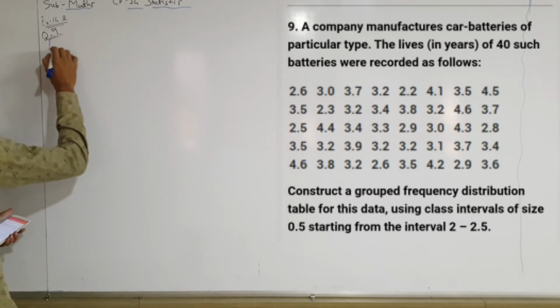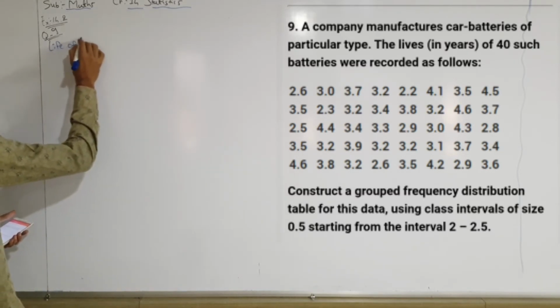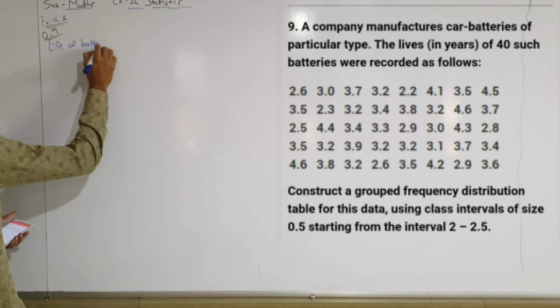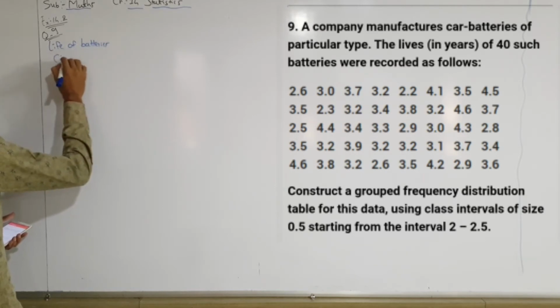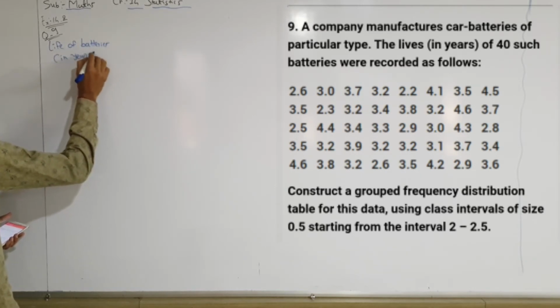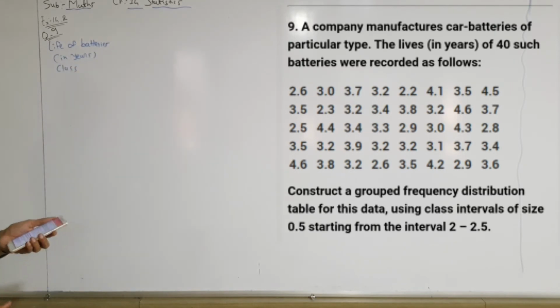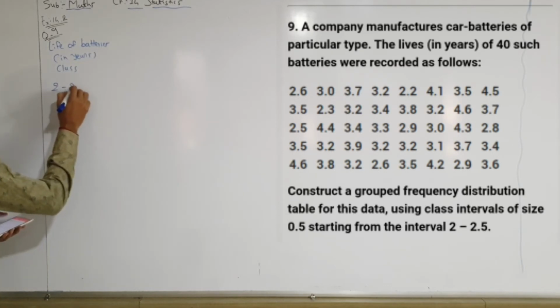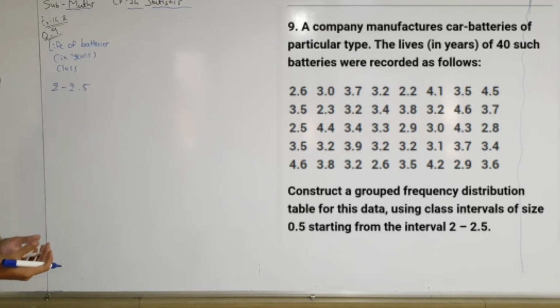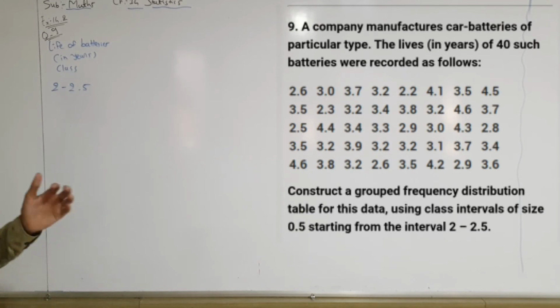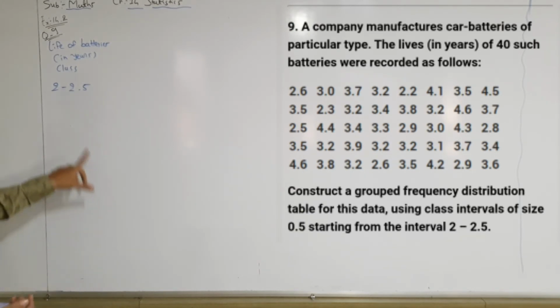Okay. So here we have life of batteries, and it is given in years. So life of batteries, that means our class interval. Okay, our first class is 2 to 2.5 because the smallest value is 2.2. That is covered in this class, and that is already given to us in the question. Just start your class interval with 2 to 2.5.